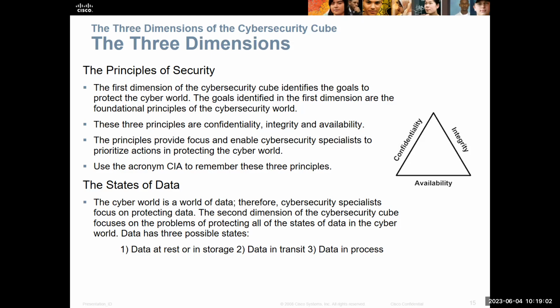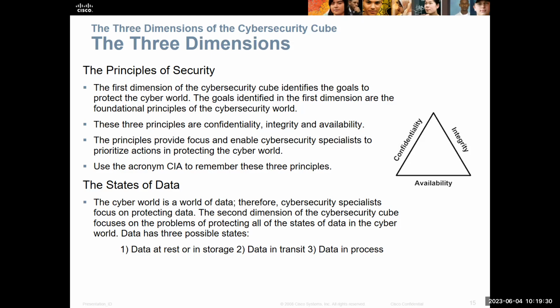Now, state of data. The cyber world is a world of data. We obviously know that, because it is a term people used to say: data is the next fuel. It is actually the fuel of our generation. So therefore, cybersecurity specialists focus on protecting data. That is the prime focus of the specialist.